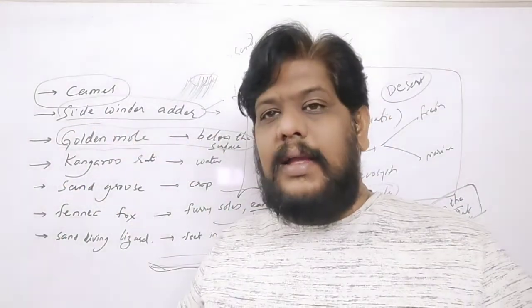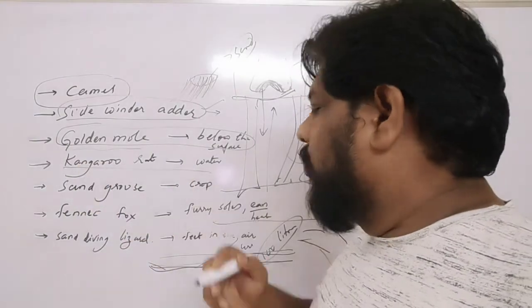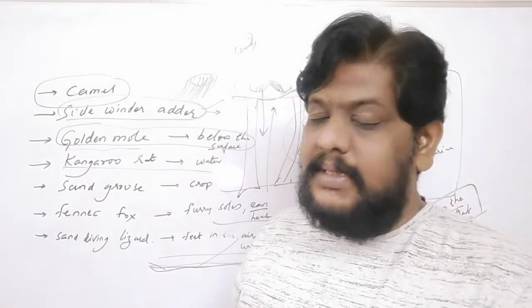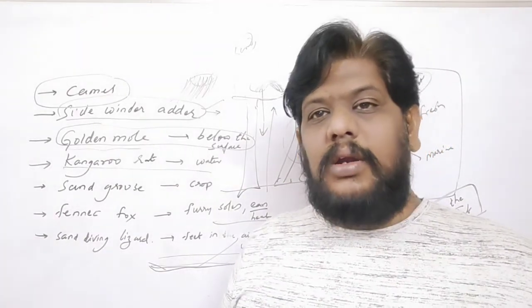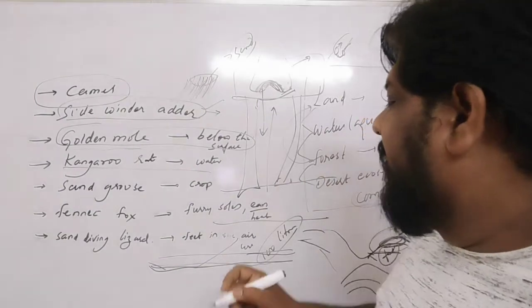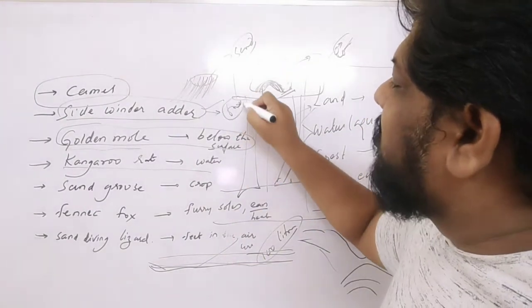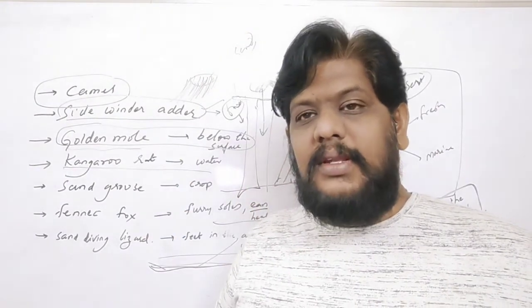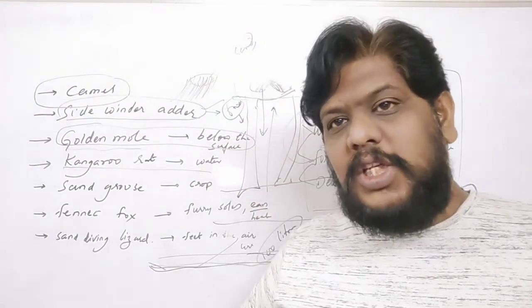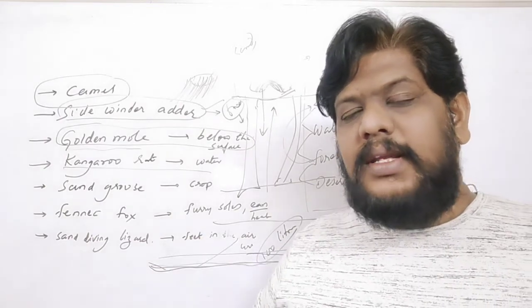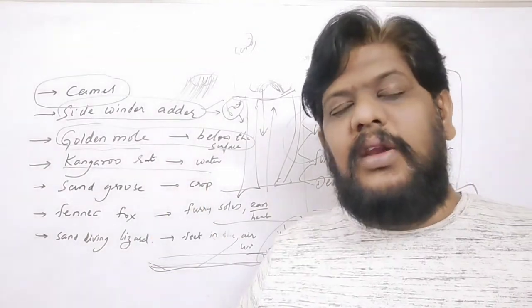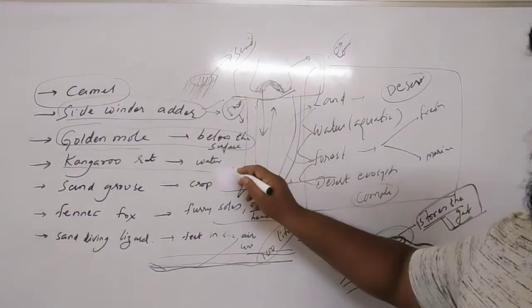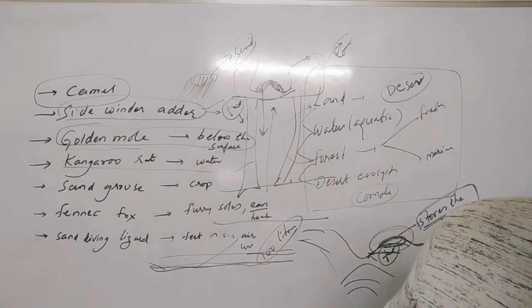And third one is the kangaroo rat. This kangaroo rat will not drink water for its lifetime. Whatever water comes out when it eats food, they will only survive with that little amount of water which is produced during digestion. Only that water is used by the rat, so that it can survive for a long time. In its complete lifetime, they will never drink water. So that is the point about the kangaroo rat.